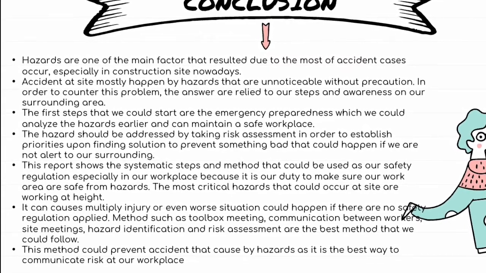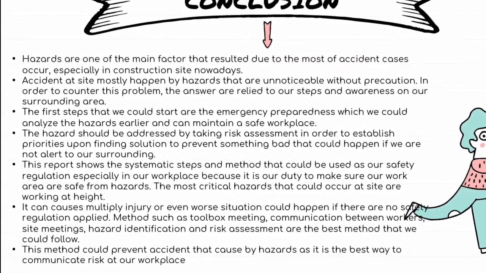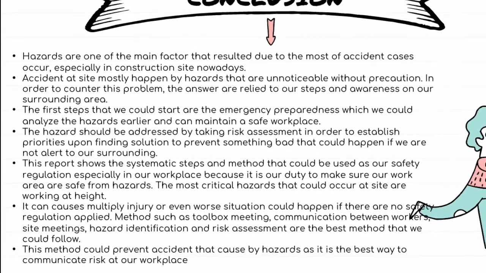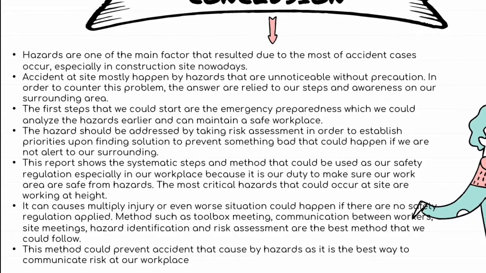Methods such as toolbox meetings, communication between workers, site meetings, hazard identification, and risk assessment are the best methods that we could follow. These methods could prevent accidents caused by hazards, as they are the best way to communicate risk at our workplace.